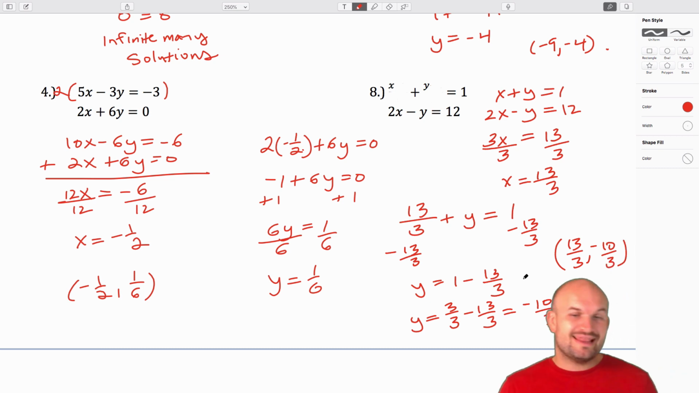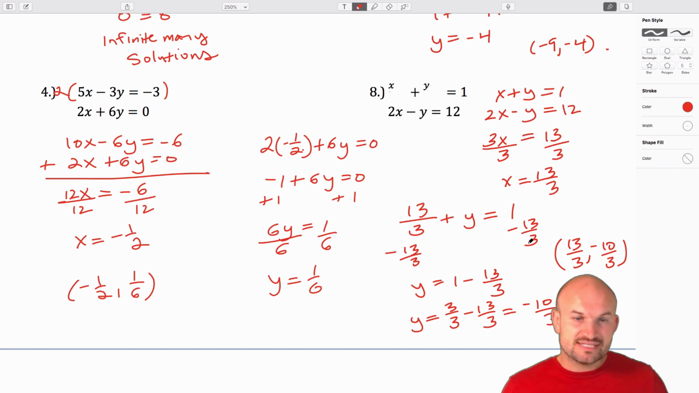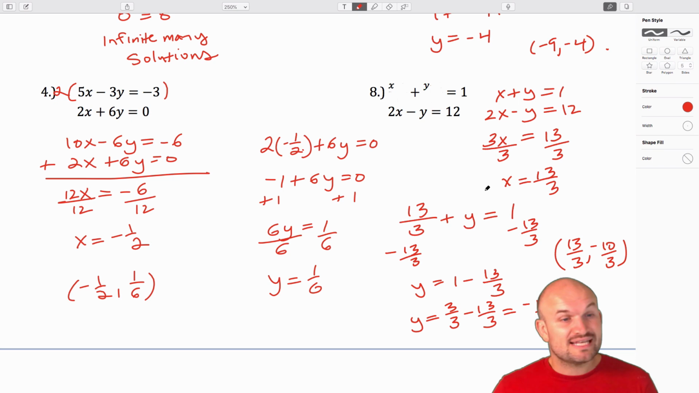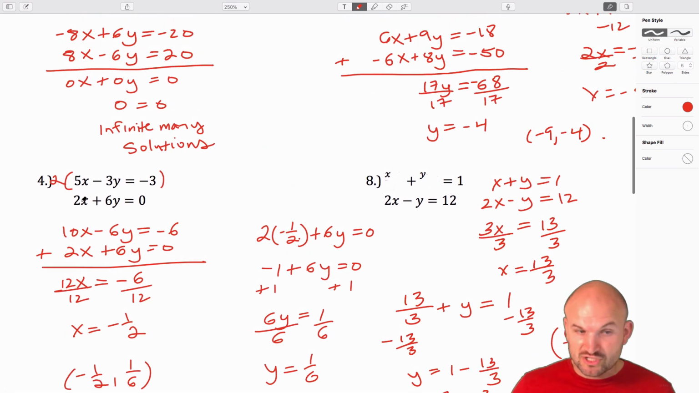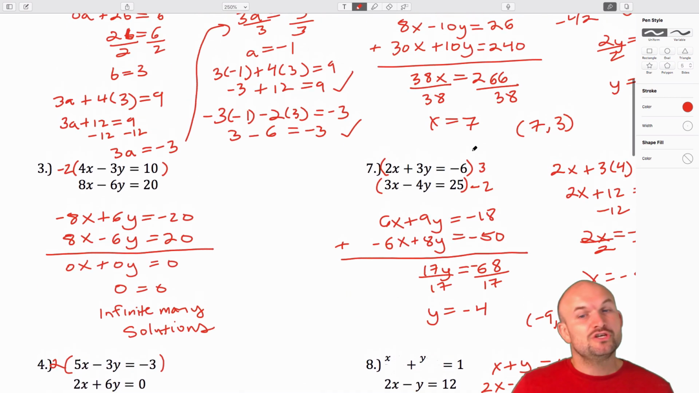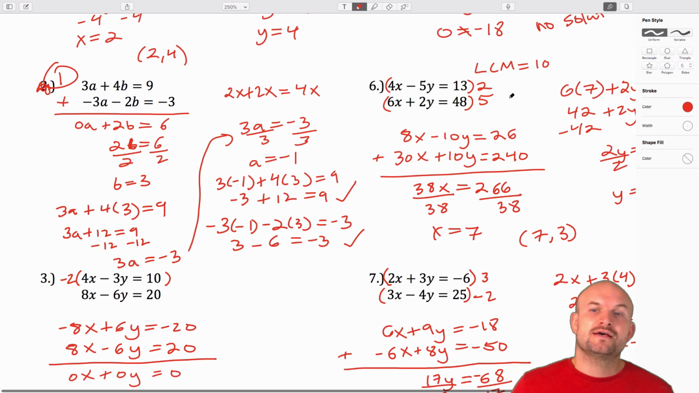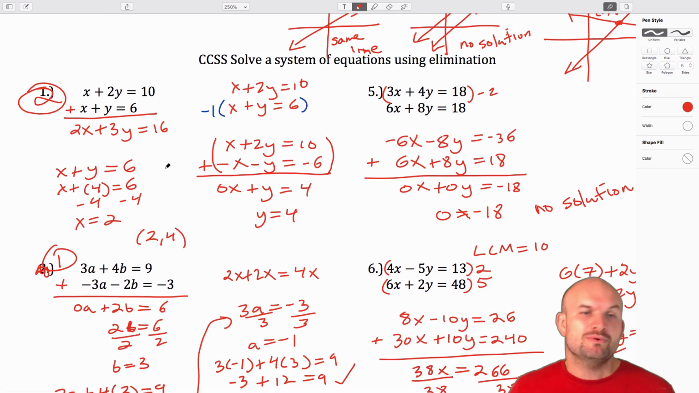So there you go, ladies and gentlemen. There are 8 examples of how to solve systems of equations by elimination. We worked through ones that include fractions. We worked with ones that use one multiplier, ones that have infinitely many solutions, ones that have two multipliers, ones that have no solution, as well as ones that you just are going to add or subtract to be able to get the answer.